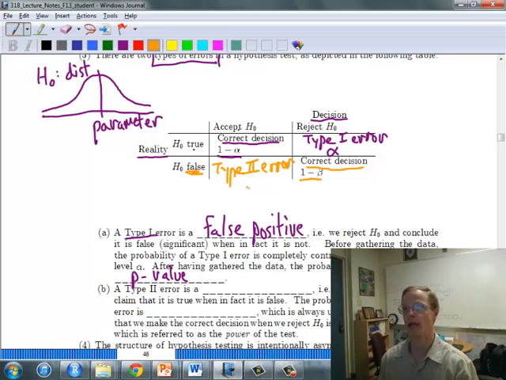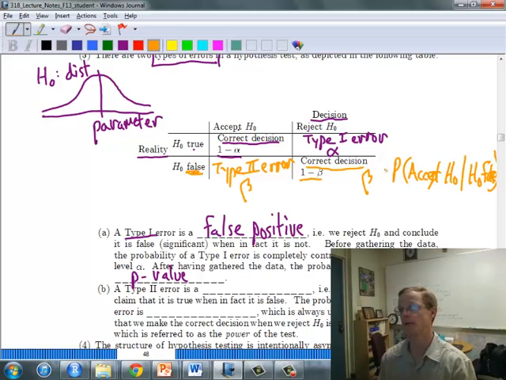And that occurs with probability beta. So beta is the probability that we accept H null given that H null is false. Okay, so let's write that out. Probability that we accept H null given H null false. Okay, and so that's beta.